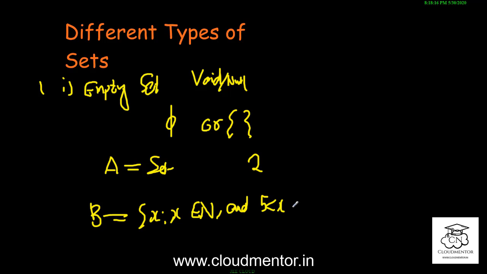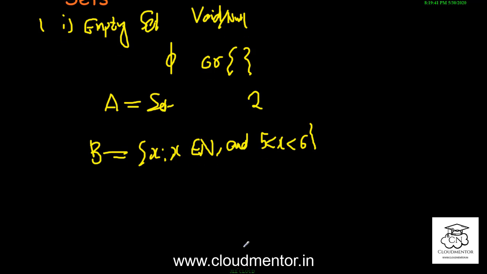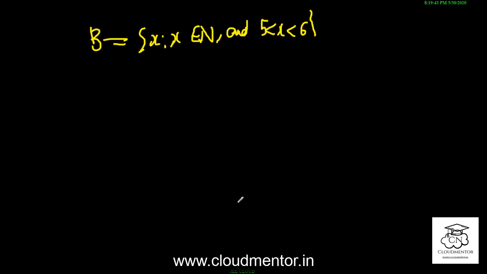And another example: let B equal to x such that x is an element of N and 5 less than x less than 6. There are no natural numbers between 5 and 6. They may be fractional or decimal numbers, but there are no natural numbers between 5 and 6, so it is also an empty set. And the sets which have at least one element are called non-void sets. If a set has at least one element, then it is called a non-void set.